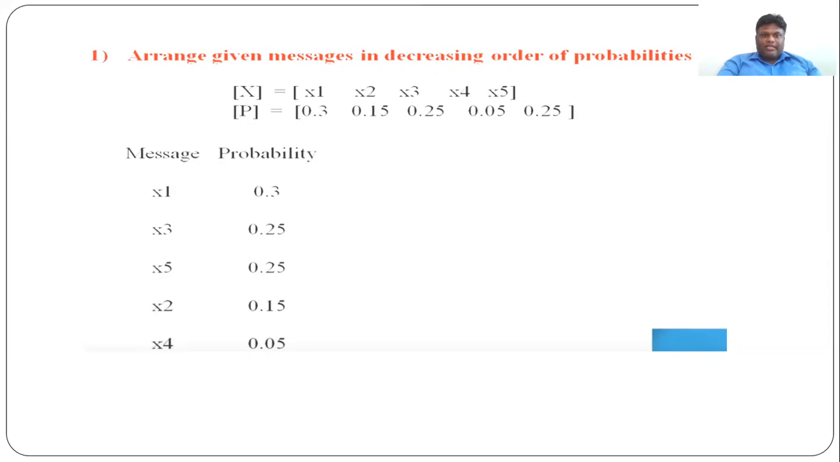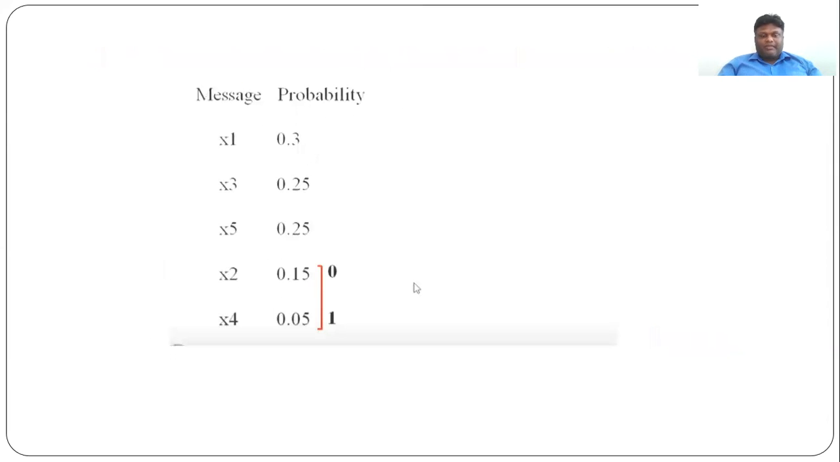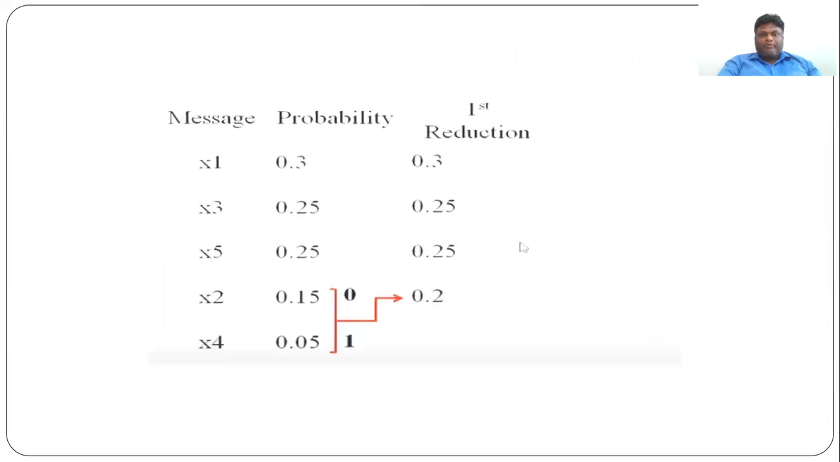Okay, so the next step is the splitting phase. The lowest two probabilities are grouped together and assigned 0 and 1. So the lowest probabilities 0.15 and 0.05 are assigned 0 and 1 respectively. Then you have to sum this. So when you sum this, what will you get? 0.15 plus 0.05, you will get 0.2. So this is your first reduction. You have to combine the lowest two probabilities x2 and x4 and write it as 0.2.